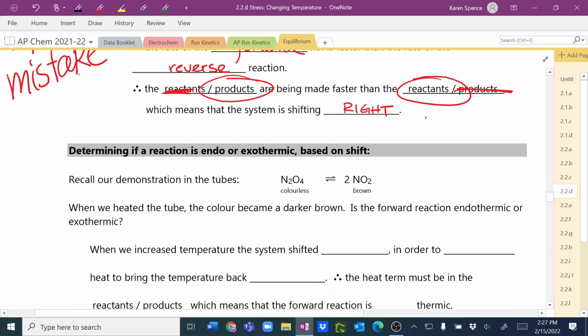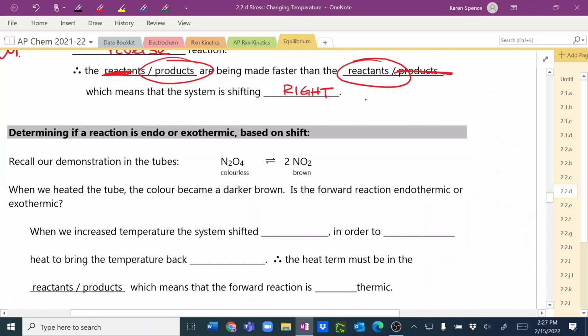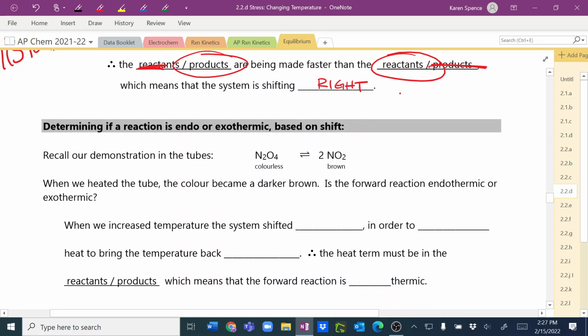One other little thing that you will be called upon to do in a system like this is if you see a shift, you should be able to tell whether the reaction is endo or exothermic. Okay, the forward reaction or the reverse reaction. You'd have to specify. So we heated the tube and it became a darker brown, and remember the brown one was the NO2. Is the forward reaction endo or exothermic? Tell your partner what you think and why.